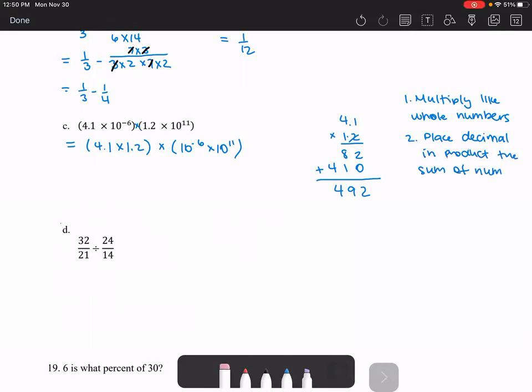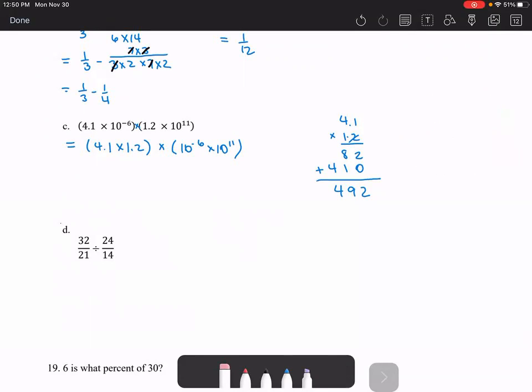I just don't think I have enough space to write it down. And then to place the decimal in the product, we're going to see how many decimal places are in each of the factors. So there's 1 decimal place in the first factor, and there's 1 decimal place in the second factor, and then 2. And then to see how many decimal places should be in the product, we're going to add the number of decimal places in each factor and put that many decimal places in the product. So we're going to have 2 decimal places here.